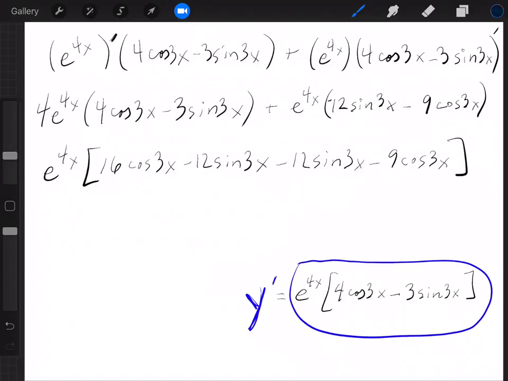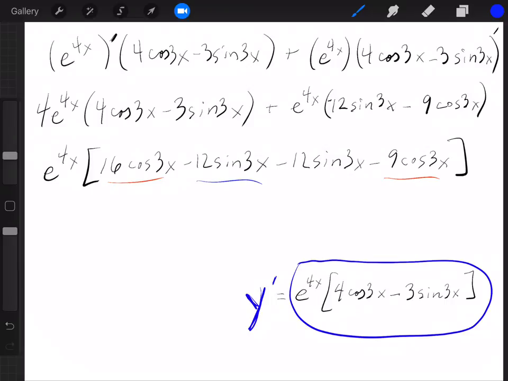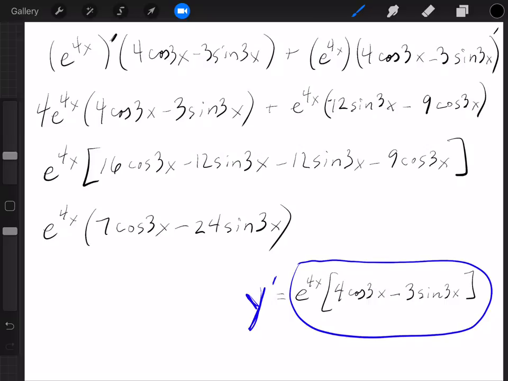And now we just have to simplify. Combine cosine like terms, and now let's see another color, and the sine like terms. Easy enough, right? All right, so that e to the 4x just copies down. We'll do cosine first, so 16 minus 9, which is... Okay, and now the sine, minus 24. All right, so that's the derivative of the derivative.